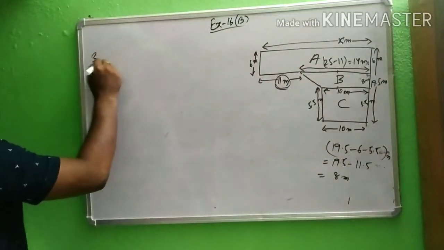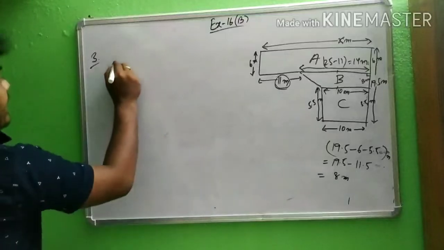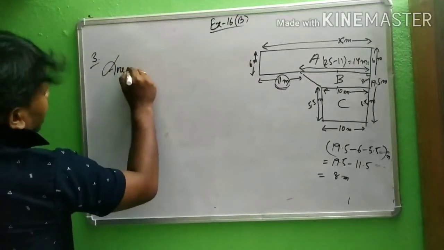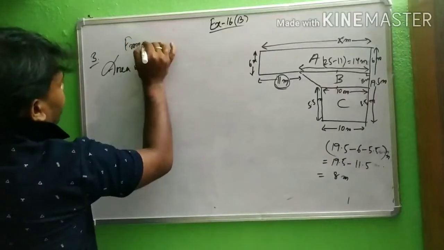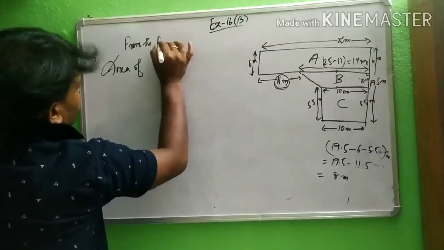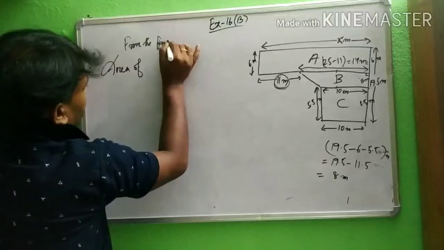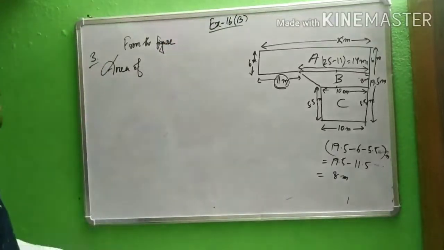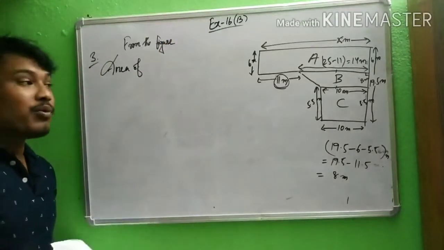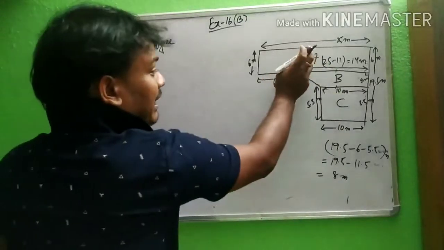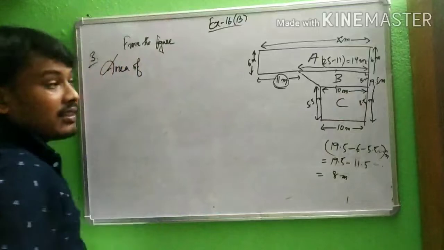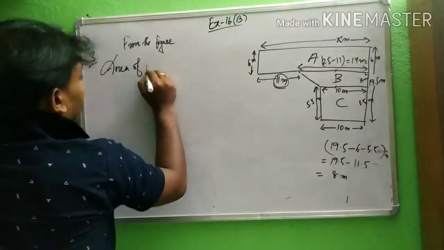So the third number, area from the figure. Because part A, part B, part C are not given in the book, you must draw the figure and give the names part A, part B, part C. So area of part A.